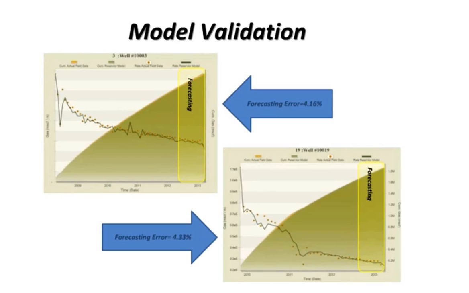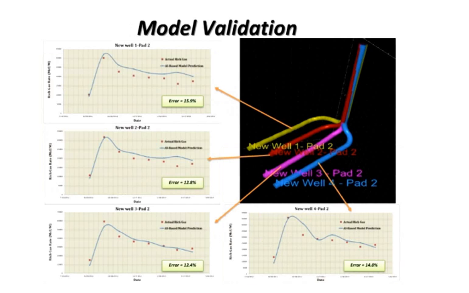And we have done it for individual wells. Two examples of it right here. We have about 4 to 5% error, and as you see, this is not decline curve analysis or curve fitting. This is actually a reservoir model running in forecast mode. Now, another way of validating the model is for locations where, when you build the model, there were no wells in that particular location.